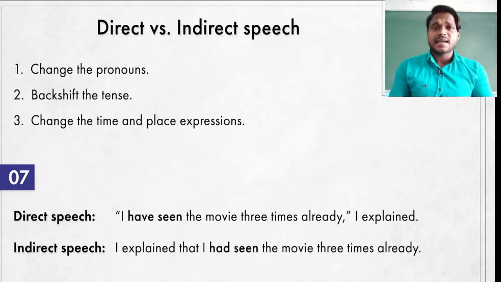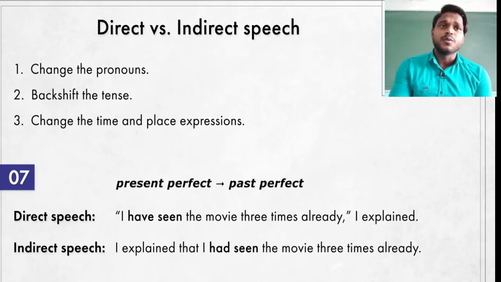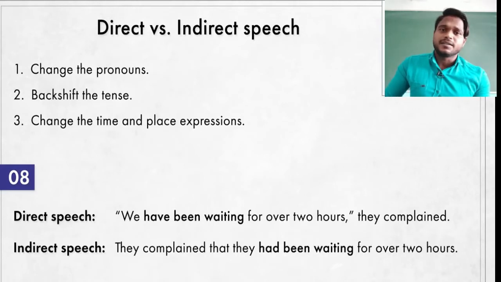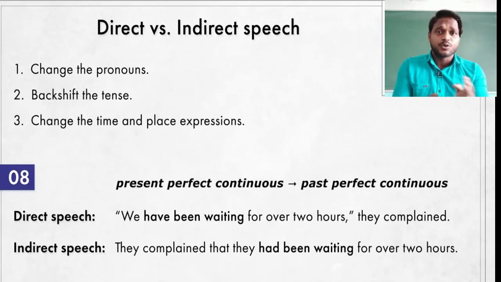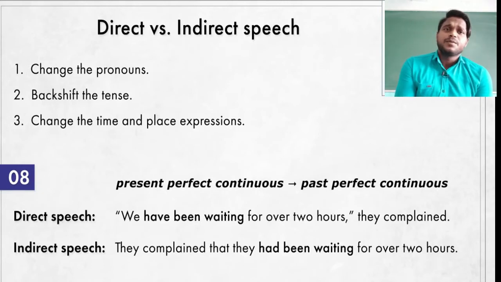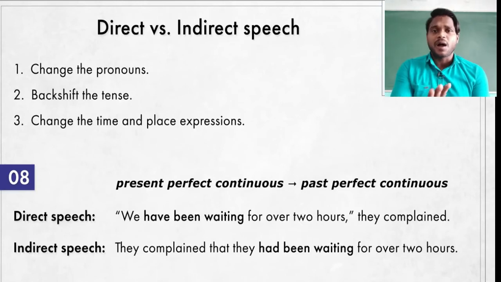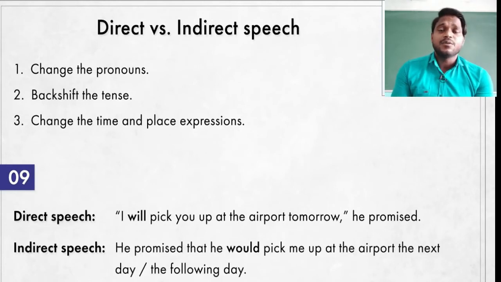The 8th sentence says: We have been waiting for you for 2 hours, they complained. Now they complained that they had been waiting for over 2 hours. You need to understand that time gaps are also maintained. Now: I'll pick you up at the airport tomorrow, he promised. Here we see that the modal verb will is used. It changes to its past form, and tomorrow becomes the next day, the following day.